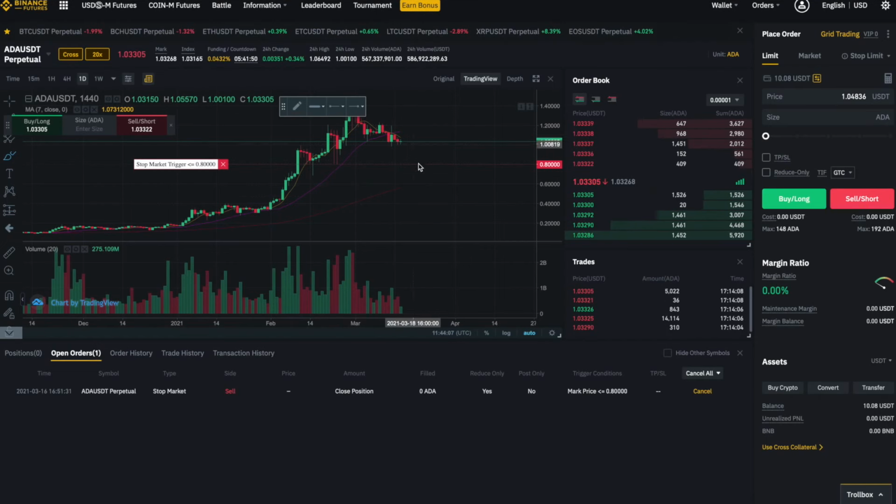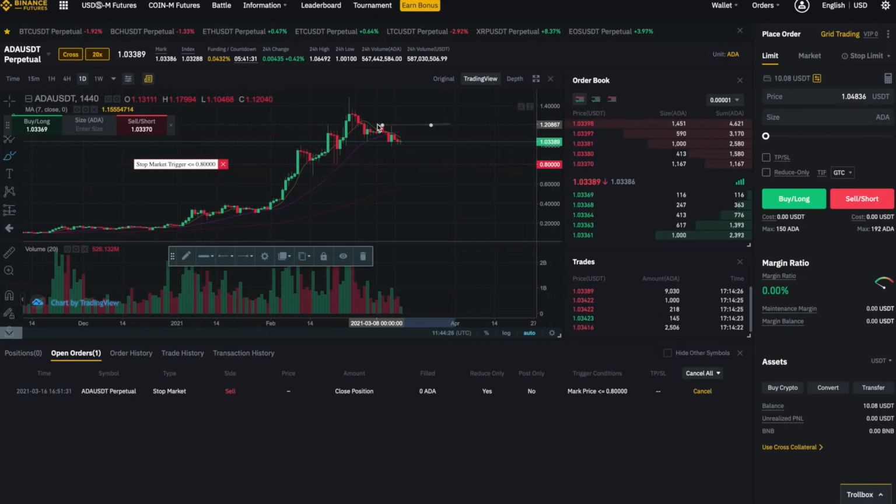For example, imagine you entered a buy trade at this level, which is $1, and you think that the price may move to $1.20 and you need to book your profit at this level. So you cannot always keep looking at the chart, but you can set a take profit at $1.20, and when the price comes to this level, the trade will get closed in profit.